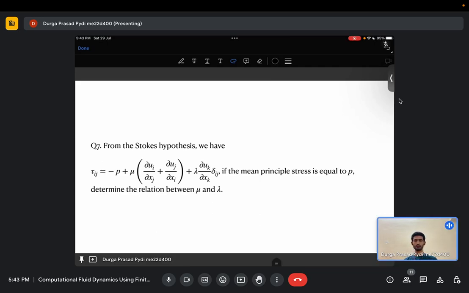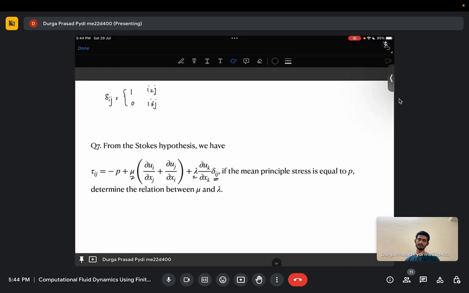I hope you are aware of the Stokes hypothesis, where the shear stress is defined in this particular way, where you have both μ and λ. μ is your coefficient of viscosity, and λ deals with the compressibility effects, where δ is the Kronecker delta. It is essentially the identity matrix.